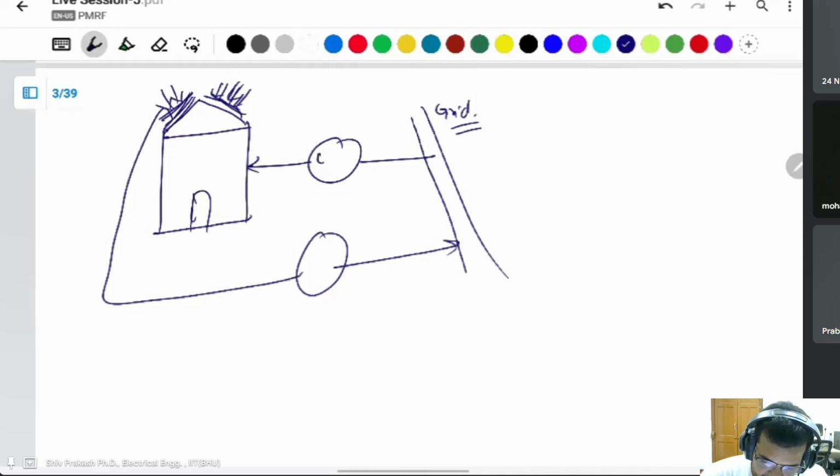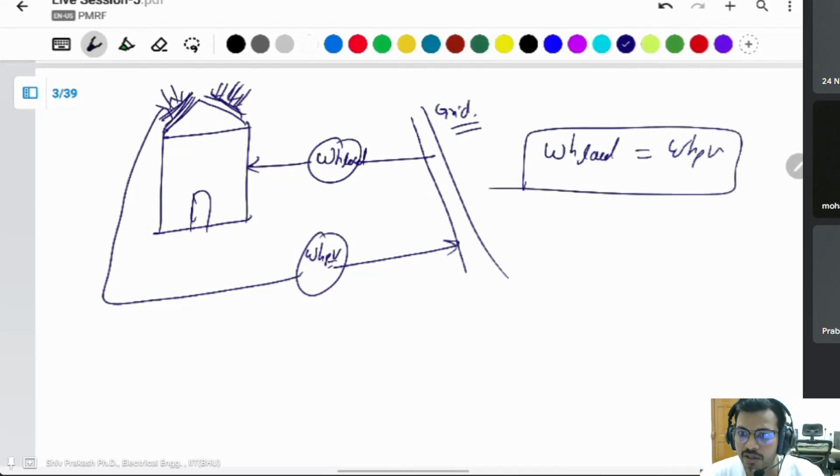Here a watt meter can be used for the load taken from the grid, and another watt meter for the PV system. If the watt meter reading for the load is the same as for the PV, then you have zero unit charge of electricity, because you take the same supply from the grid and supply it to the grid with the solar panel, so you can say the electricity bill is zero.